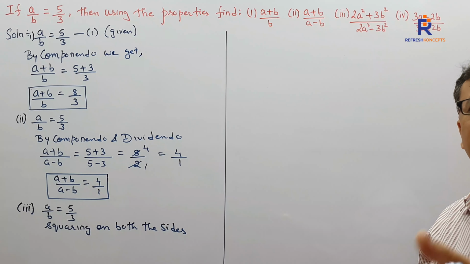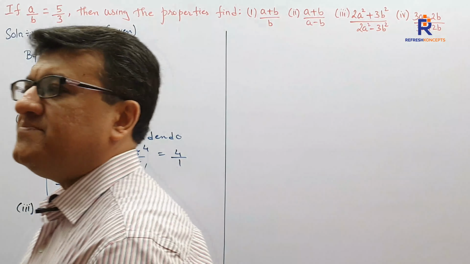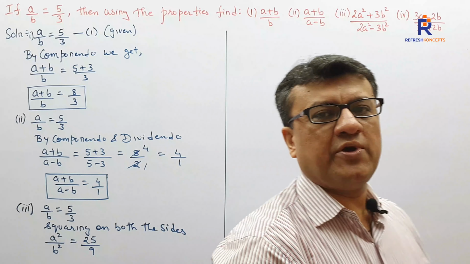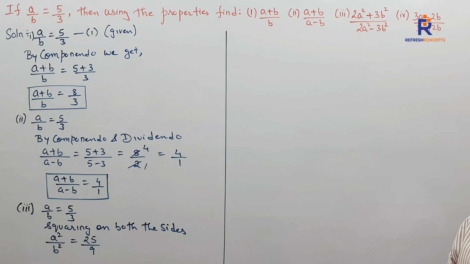Either square, cube, or 4th power. I doubt they will go beyond that. No, they will not go. So, we take squaring on both the sides. So, what is our answer? a square by b square is 25 by 9.